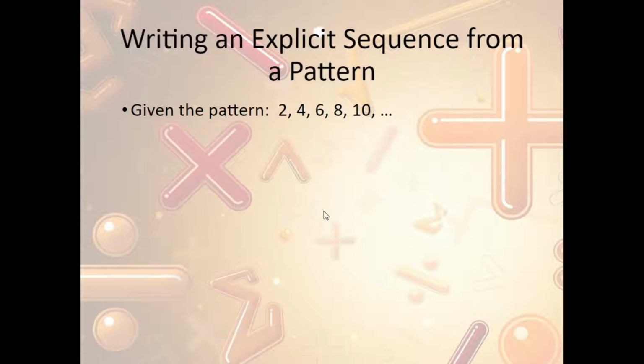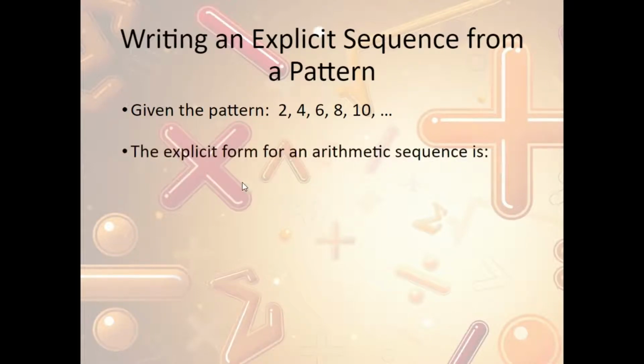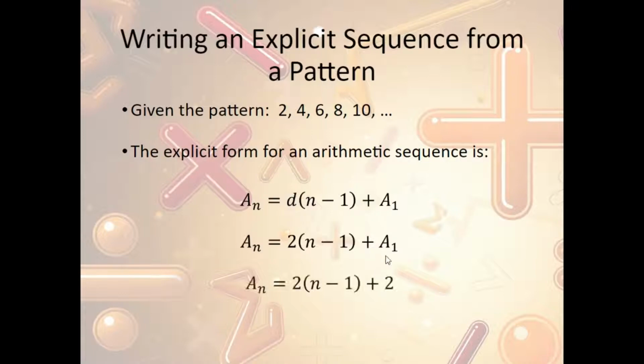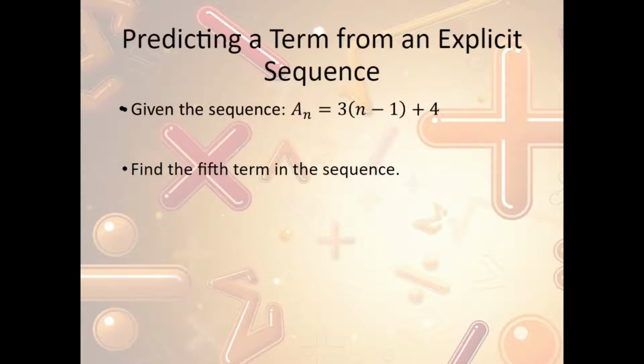We have a pattern here: 2, 4, 6, 8, 10. The explicit form then is a_n = d(n - 1) + a_1. Well, we know d and we know a_1. So we know d is 2, that was the common difference, and a_1 is 2 because that's the first term in the sequence. Now let's take a look at this one.